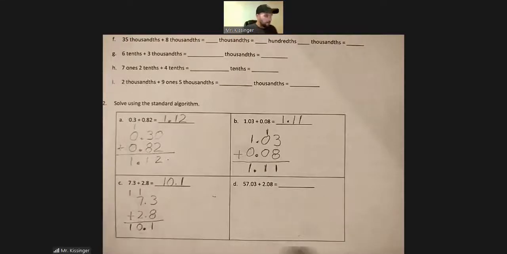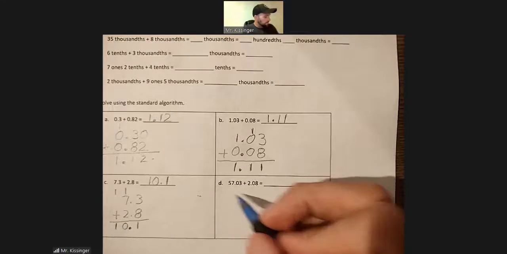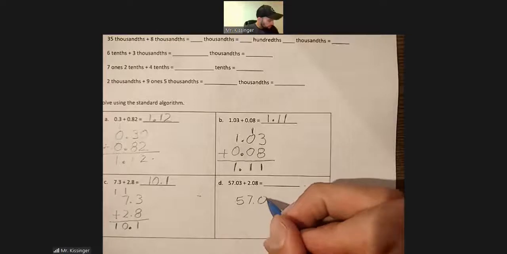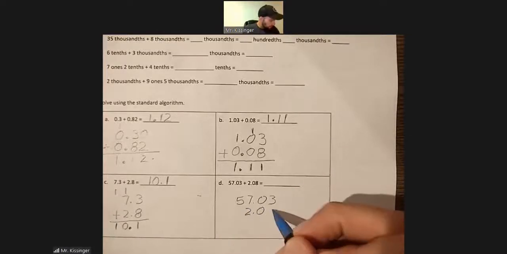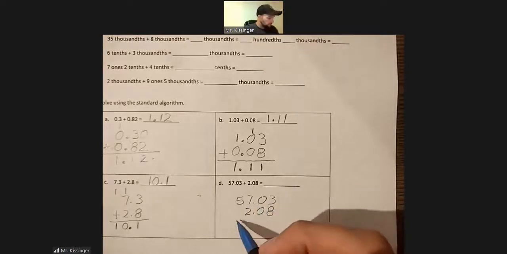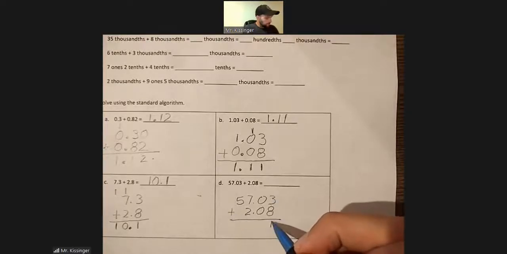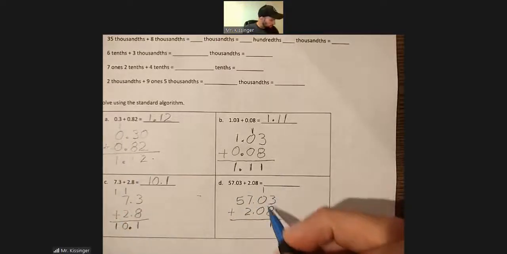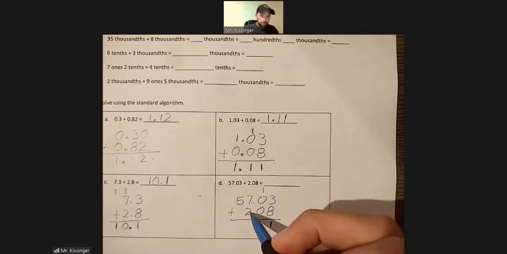All right, and I think we have time to do this last one as well, so we'll do this one. B is 57.03, and then we have 2.08. Again, my decimals are lined up; they're both right on top of each other. And we have 3 plus 8 is 11. We have 3 plus 8 in every single one of these. 3 plus 8 is 11. Bring down our 1. Now we have something in our tens place. 7 plus 2 is 9.